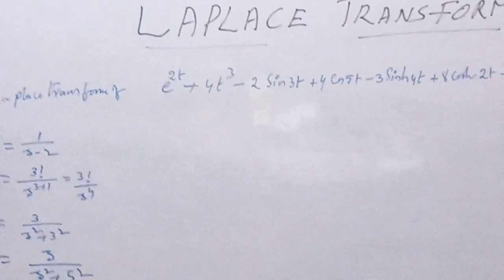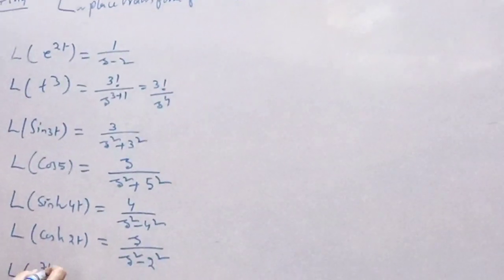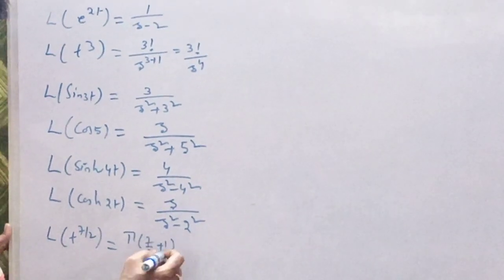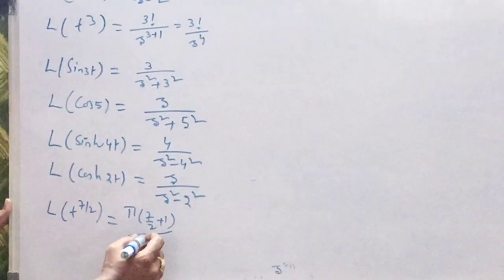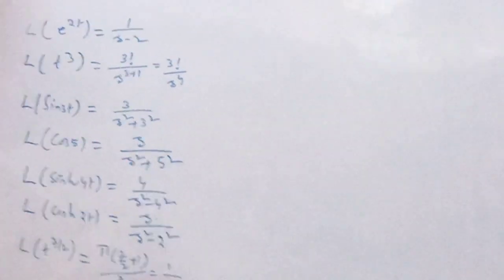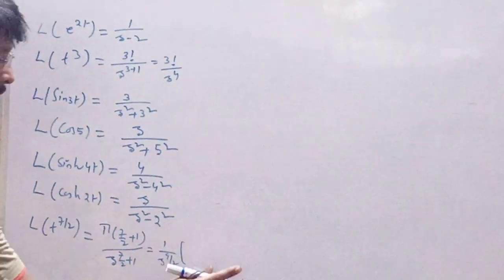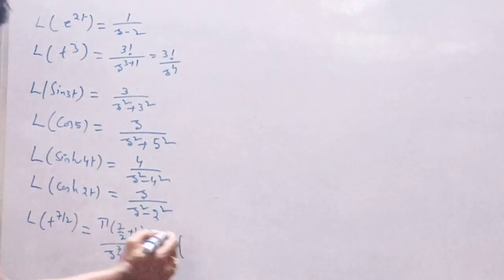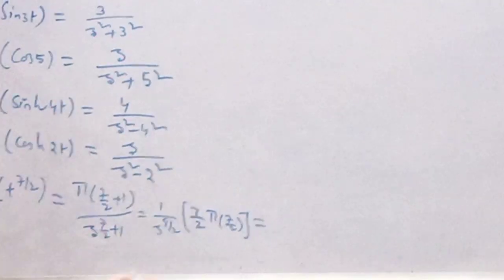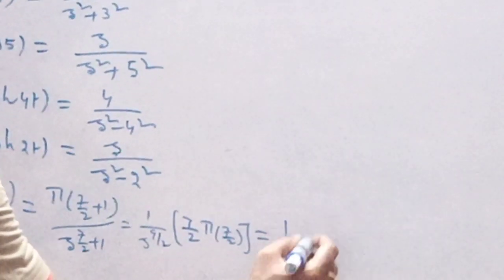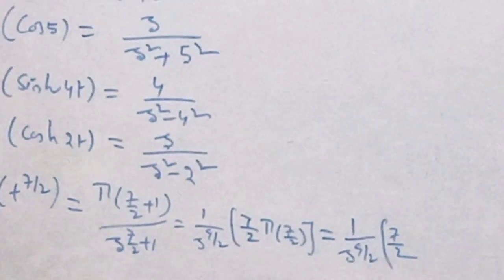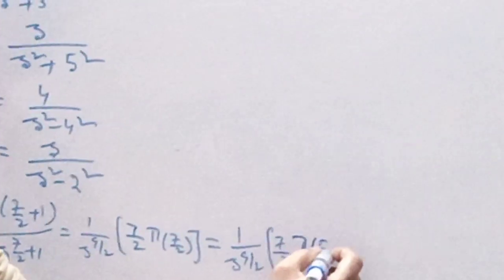Next, t^(7/2). The Laplace transformation of t^(7/2) is equal to gamma of 7/2 plus 1 by s to the power of 7/2 plus 1, that is 1 by s^(9/2). Rewriting, gamma of 7/2 plus 1 is 7/2 into gamma of 7/2, and gamma of 7/2 can be written as gamma of 5/2 plus 1.